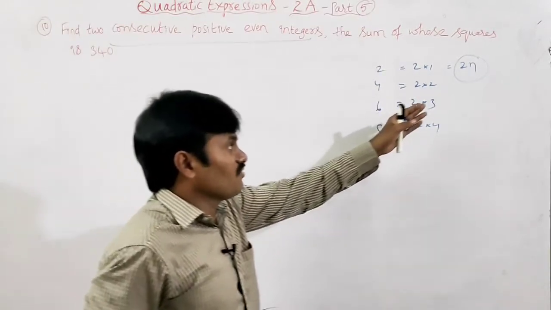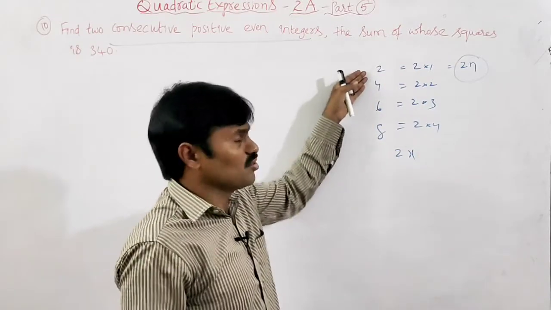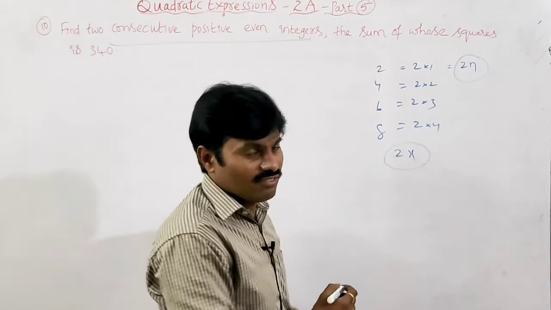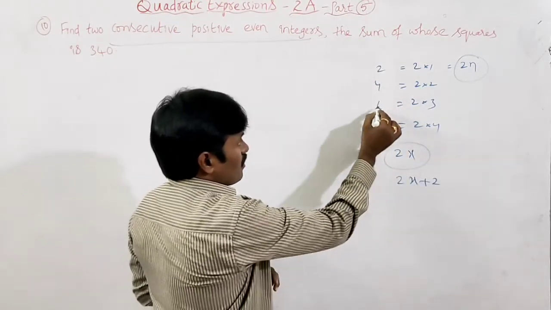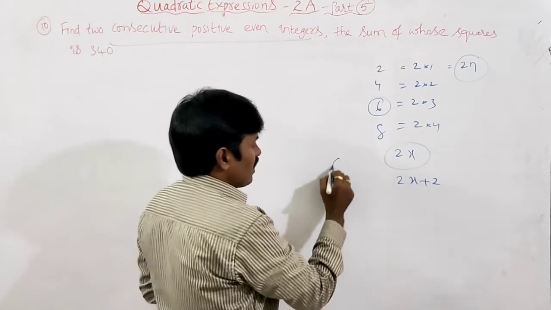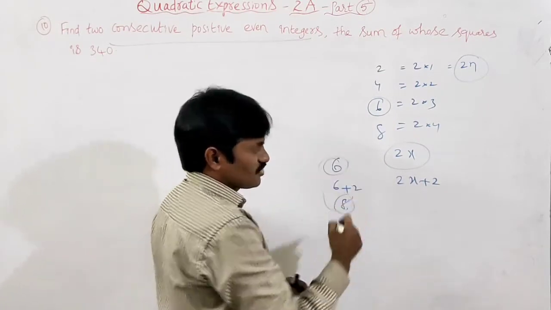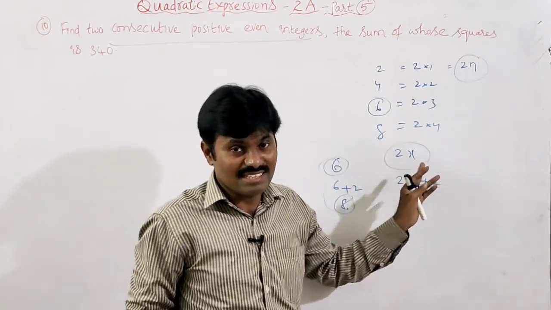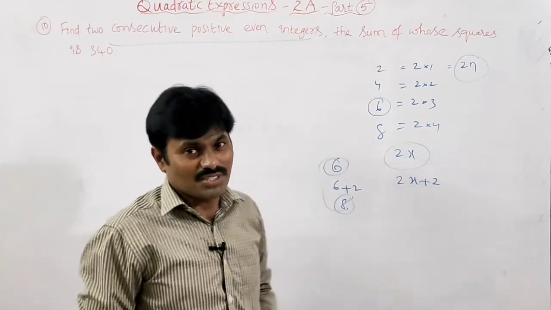So like that, 2n form or 2x form, you can take 2x. And what is the difference between two consecutive even numbers? 2. So if one even number is 2x, then what will be the next even number? 2x plus 2. For example, if I take 6, what is its consecutive even number? 6 plus 2, that is 8. 6, 8. So like that, if you assume one even number as 2x, then the immediate next even number is 2x plus 2.